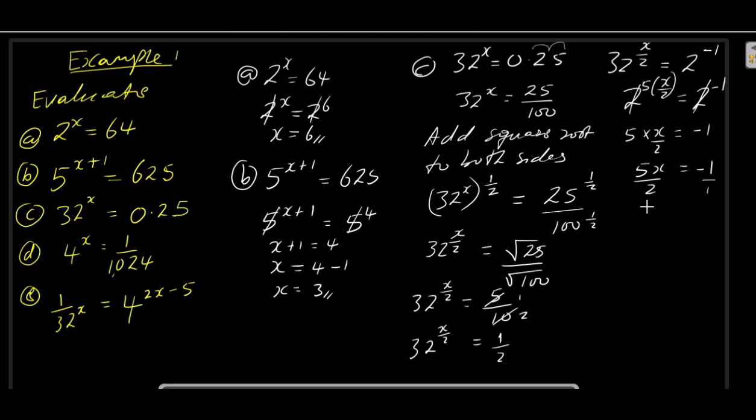Now let's cross multiply this. We're going to be having 5x to be equals to 2 times minus 1. Now 5x will be equals to minus 2. Divide both sides by 5. Therefore, x is equals to minus 2 over 5. That will be the value for x.